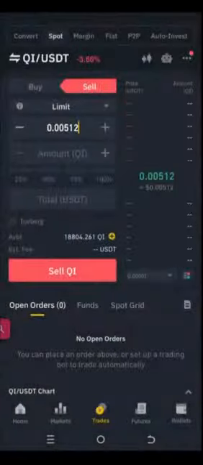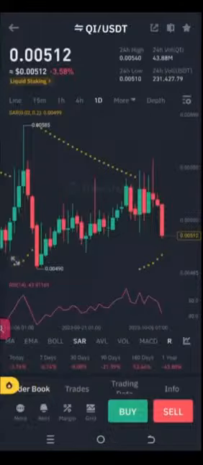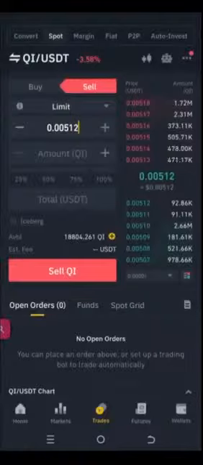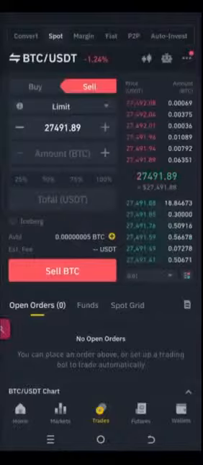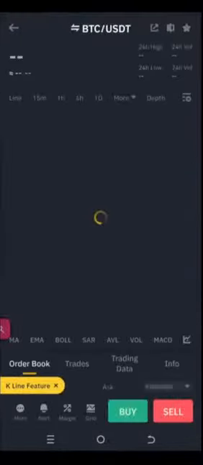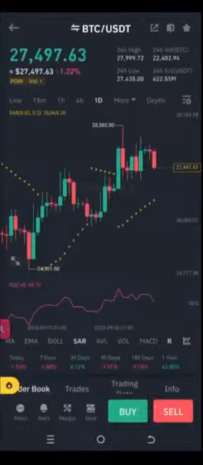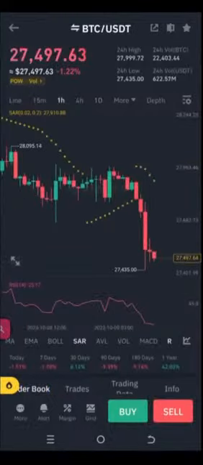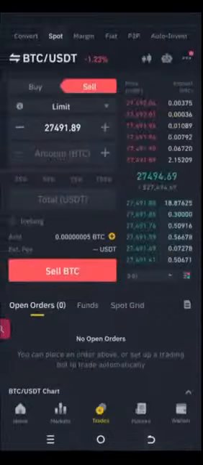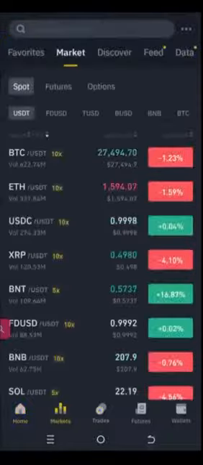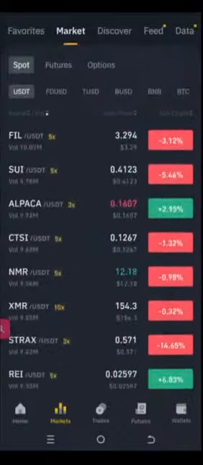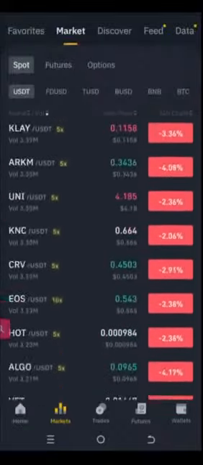Oh, you can see, just look at it. Even QI has been dumping. And it's not unconnected to the fact that BTC is dumping. Once BTC is dumping, most coins are dumping. Look at BTC. BTC is dumping. This is one day. It's really been a bloodbath, as you can see here. If we go to the home page, you'll see that everywhere is red. A lot of coins are currently dumping right now. So the market is red, as you can see.